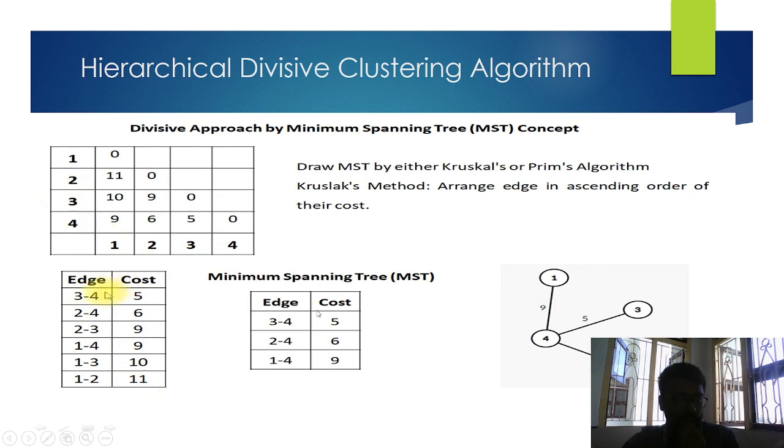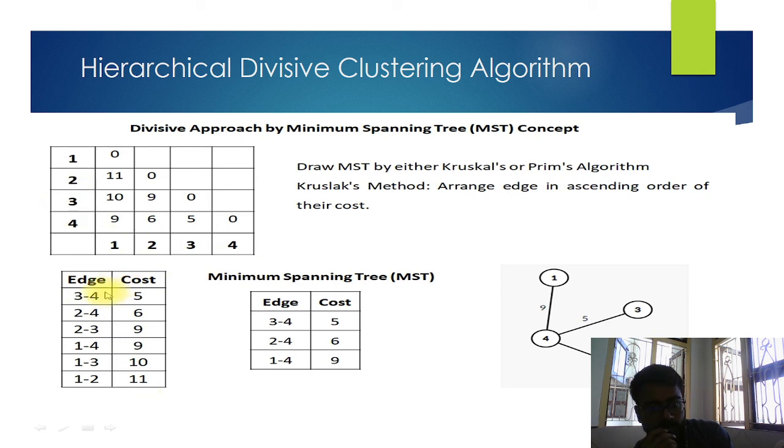So that minimum spanning tree is 3 to 4, 2 to 4, 1 to 4, with costs 5, 6, 9. Now we have drawn the minimum spanning tree from the adjacency matrix in ascending order of their cost. So wait a minute, we are doing the minimum spanning tree.